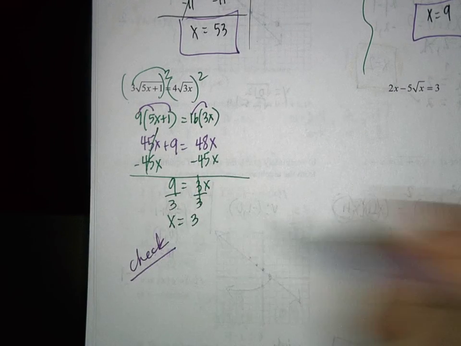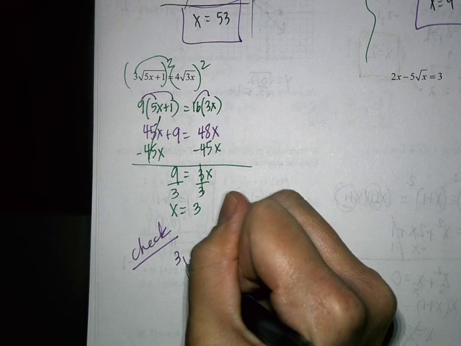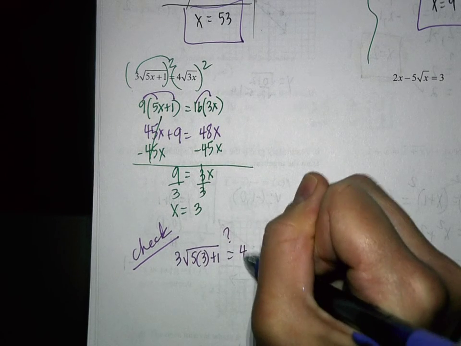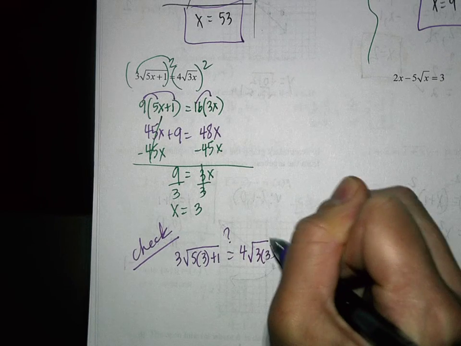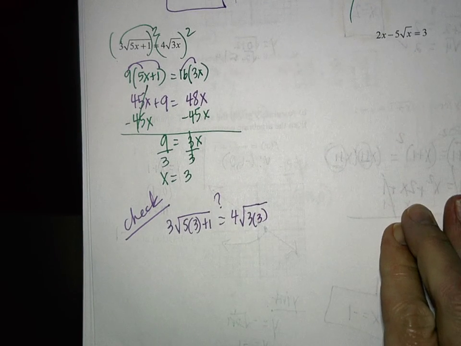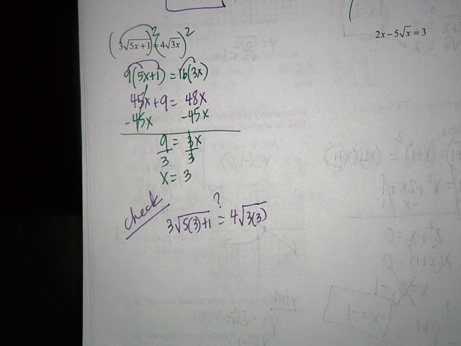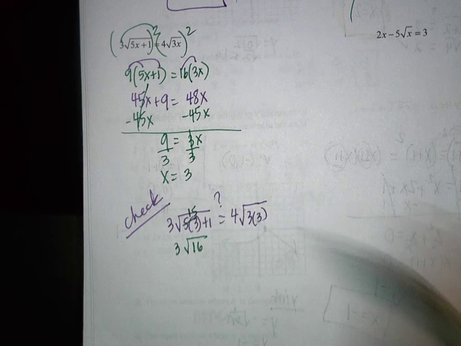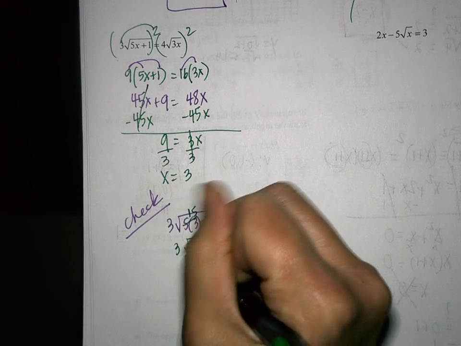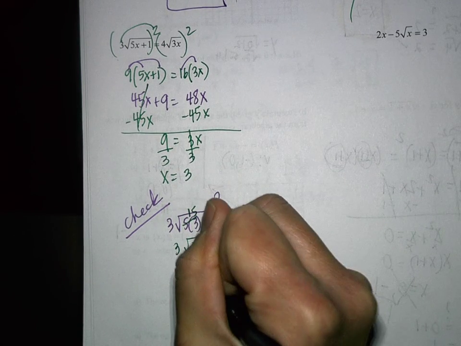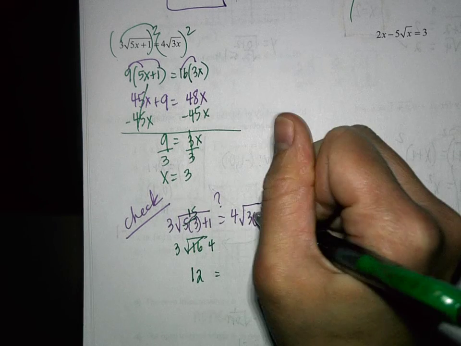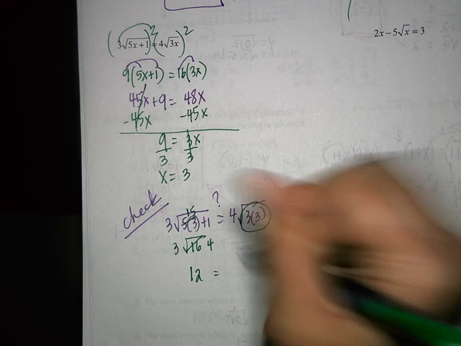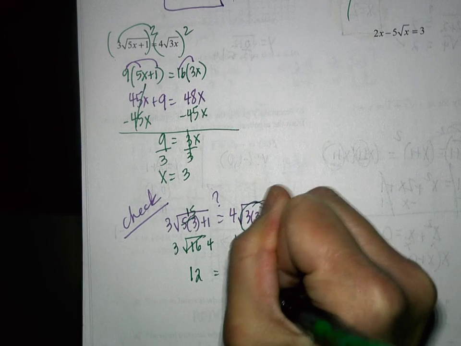So our check here, we have 3 root 5 times 3 plus 1, and we want to see, does that equal 4 times root 3 times 3? What's 15, or sorry, what's 5 times 3? 15, and 15 plus 1 is 16, so this is 3 root 16, but we know the square root of 16 is 4, and so we have 3 times 4, which is 12. Over here, this makes a pair of 3's, or 9. What's the square root of 9? 3, so we have 4 times 3, which is 12, and it checks out.